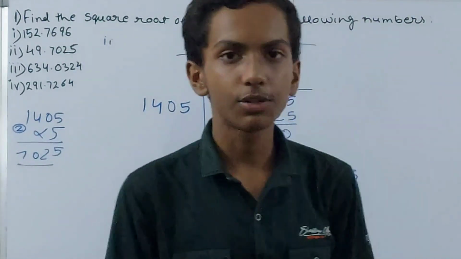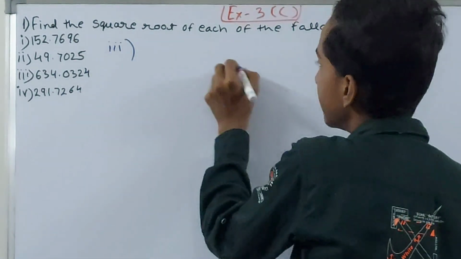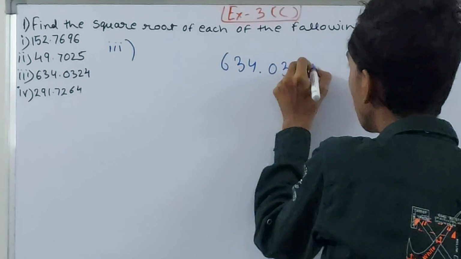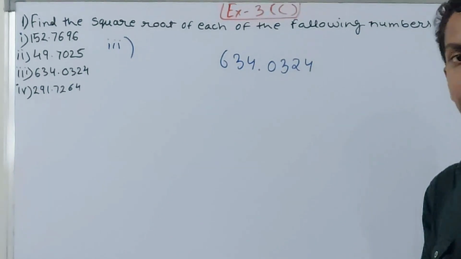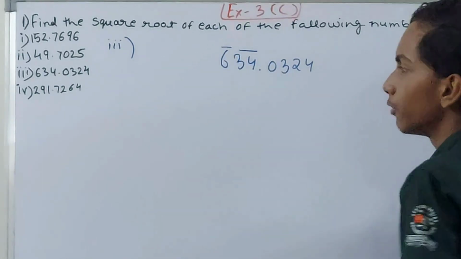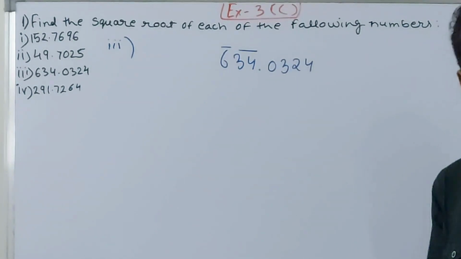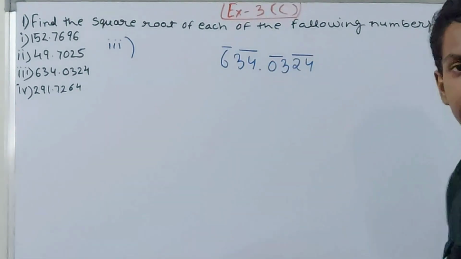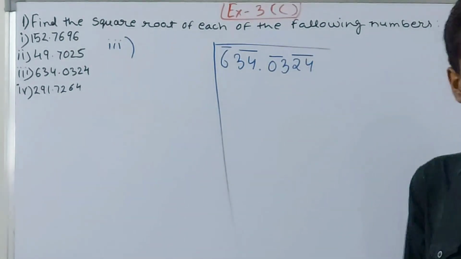Now let's move on to the next part. Let's move on to the third part of this question, which is 634.0324. Same process. First, like I said before, we'll make the pairs before the decimal point first, that is from right to left. One pair this, another pair of 6. Now come to the digits after the decimal point. Again we'll make the pairs, but we'll go from left to right. So 0324. That's it. Now draw the lines and let's find the square root of this number.